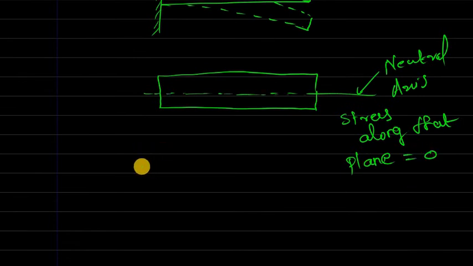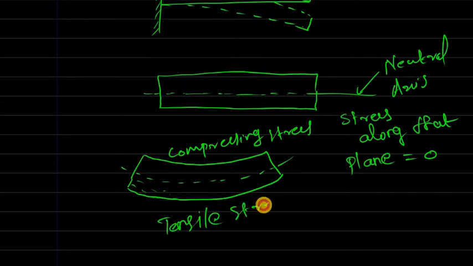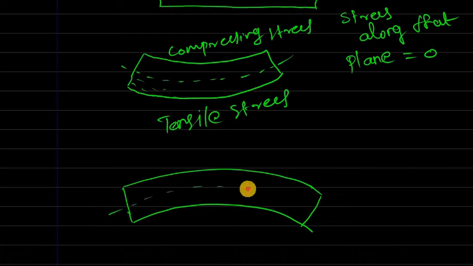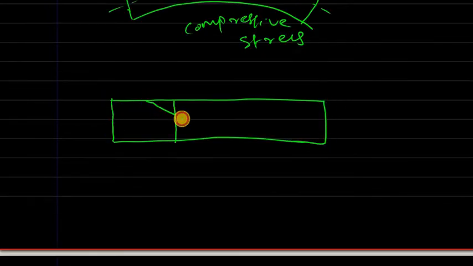When this beam gets bent, what happens? Some layers above the neutral axis get compressed and the layers below the neutral axis get elongated. So there is a compressive stress acting above the neutral axis and a tensile stress acting below the neutral axis if the beam is bending like this. If the beam bends in the opposite direction, then the stresses experienced are reversed. So the fibers above the neutral axis will be experiencing a tensile stress and the fibers below the neutral axis will be experiencing a compressive stress. We will mark the stresses like this.